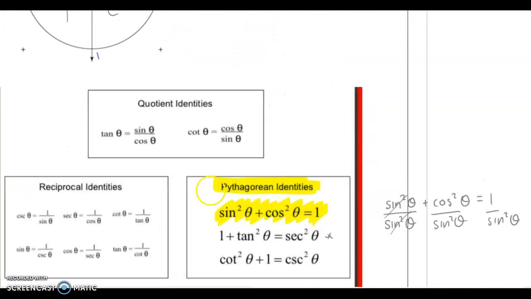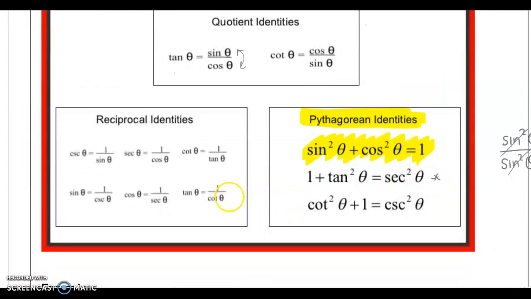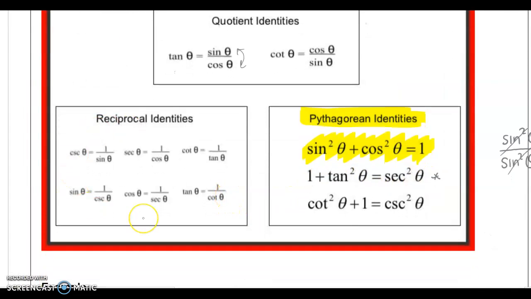Okay, going down, you guys know the quotient identities. So we've already looked at tan theta equaling sine theta on cos theta. So you're familiar with that one. We know cot theta is 1 on tan theta, so that flips our sine identities upside down so that it becomes cos theta on sine theta. We know our reciprocal identities. So you're familiar with these.